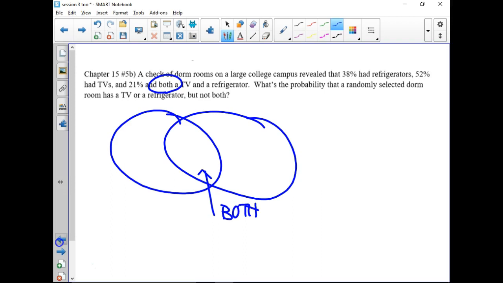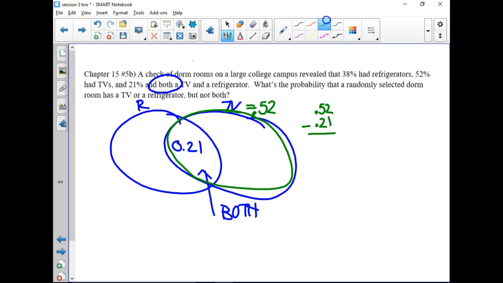Okay, so 21% is right in the center, so 0.21. Now you can label it either way you want, but we'll just start here and we'll say the first one's refrigerators. So I'll label that R, and then the other one is TVs. Now what do I know? Well, I know that 52% of this, everyone had TVs. So this whole circle has to equal 52%. So I need to do what? I need to take 0.52 minus 0.21, and I get 0.31 right here.